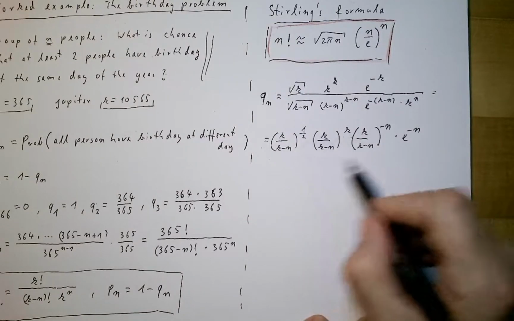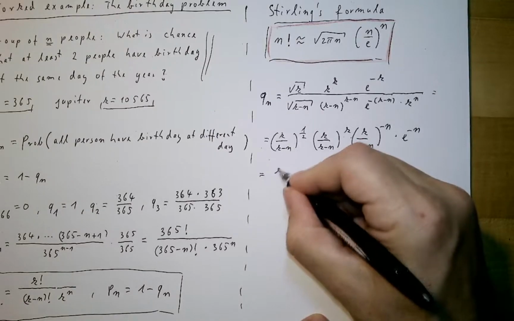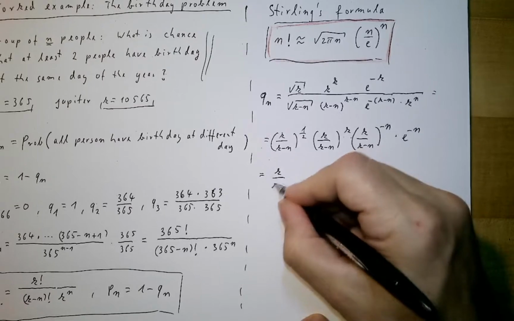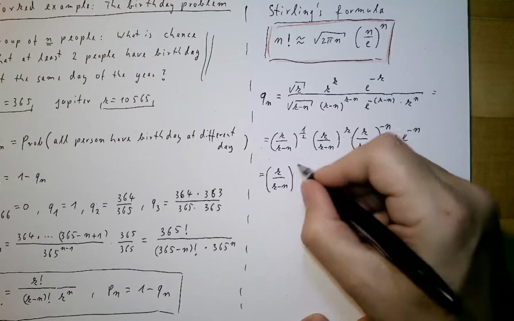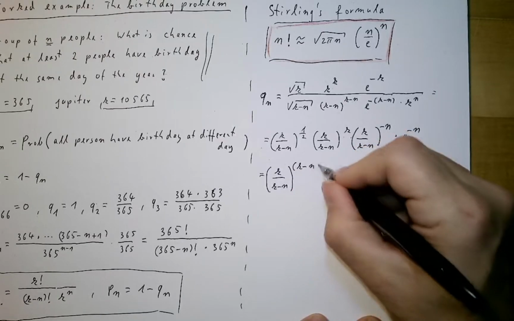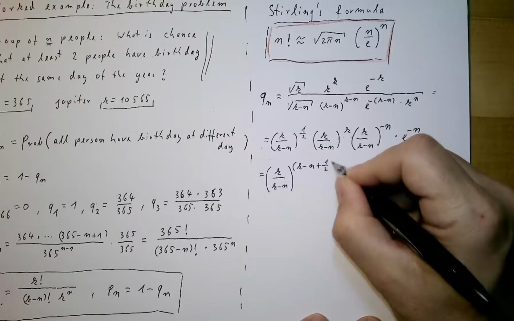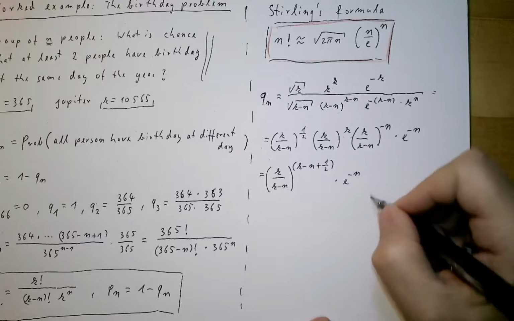And now we can put all this k over k minus n together. So we have k over k minus n, and we have to take this to the power k minus n plus 1 over 2, times e to minus n.